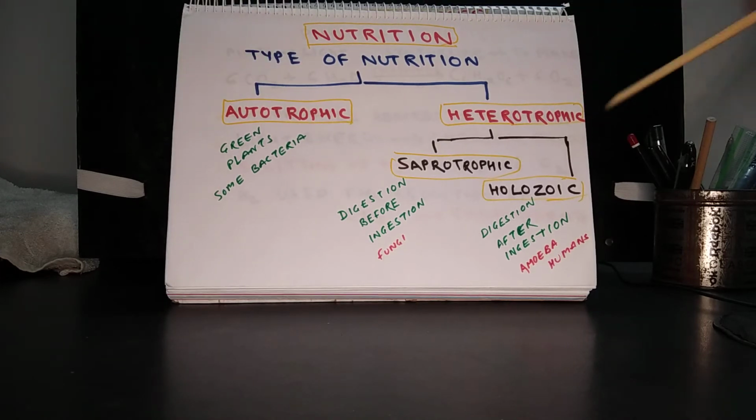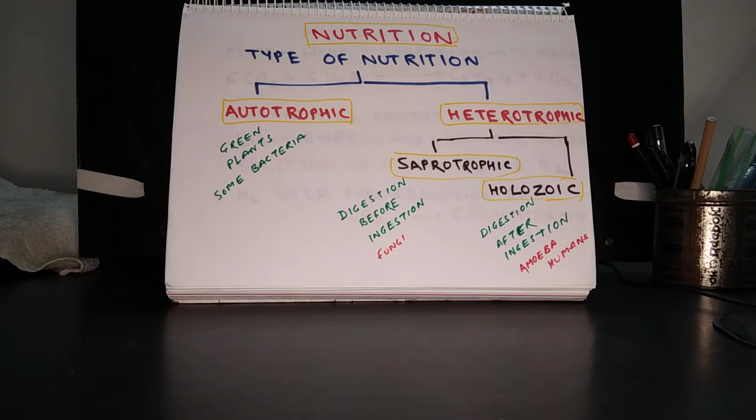So what is nutrition? The process of taking up and utilizing food by living beings is called nutrition. Every living being needs food in order to get energy so that it can carry out its day-to-day activities, and it also needs food so that it can get raw materials for growth and repair. There are 2 types of nutrition. One is called autotrophic nutrition and another is called heterotrophic nutrition.